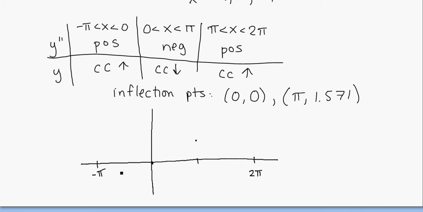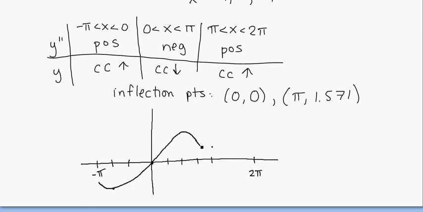I know at negative, let's break this up into thirds, negative 2 pi over 3, we were down at negative 1.93, something like that. And let's see, what other points do we have? At 2 pi over 3, we have a local max up at 1.93, so that's maybe up here. And at 4 pi over 3, we have a local minimum somewhere around here.